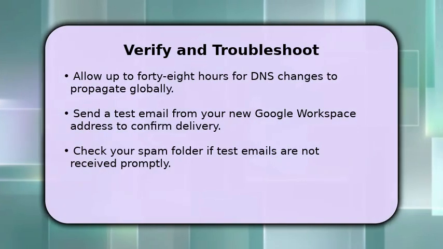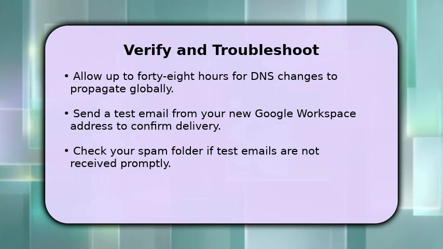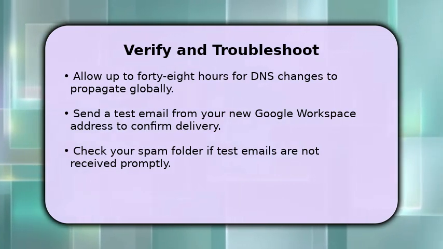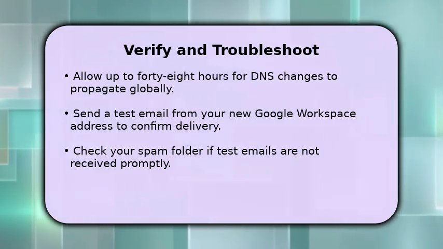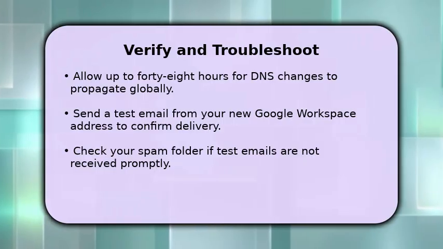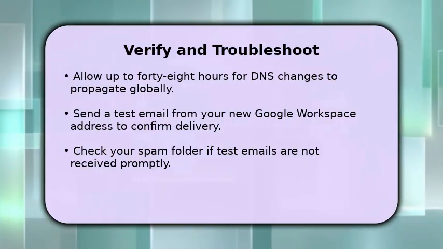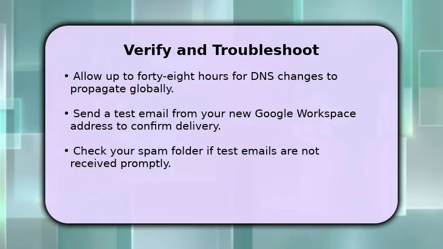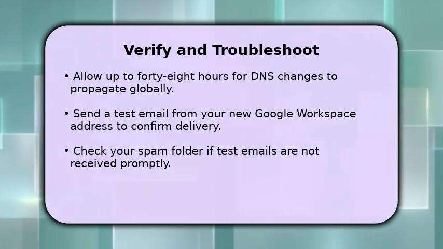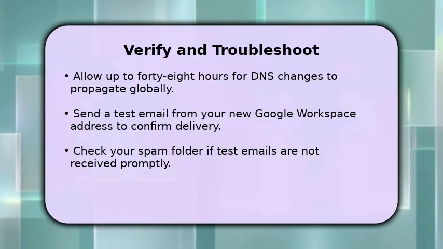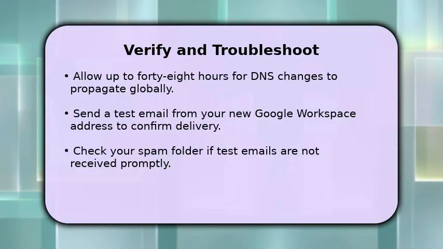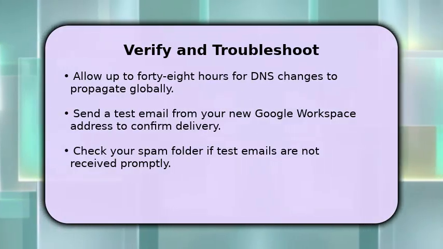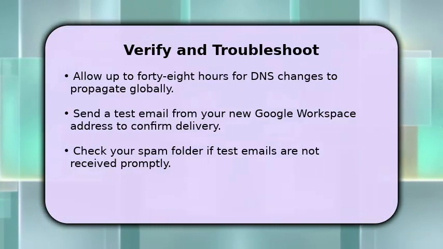After updating your DNS records on Wix, it's time to verify the connection. DNS changes can take up to 48 hours to fully propagate across the internet. During this period, send a few test emails from your new Google Workspace address to different recipients. If emails are not arriving, double-check all 5 MX record entries for accuracy in your Wix DNS settings. Patience is key, but most connections are successful within a few hours.